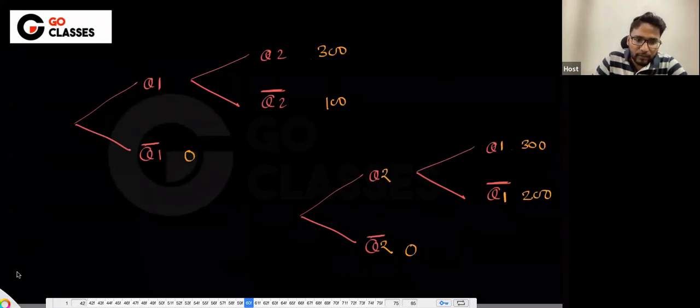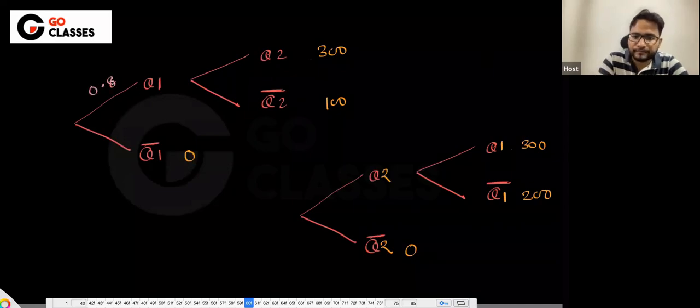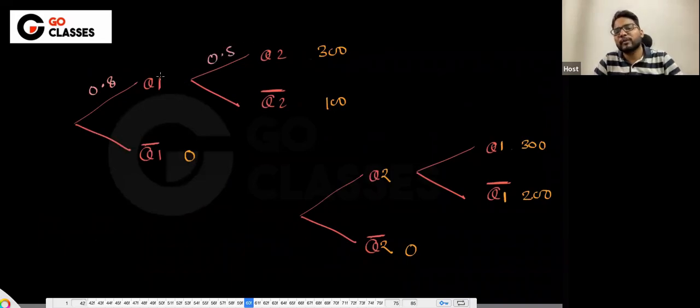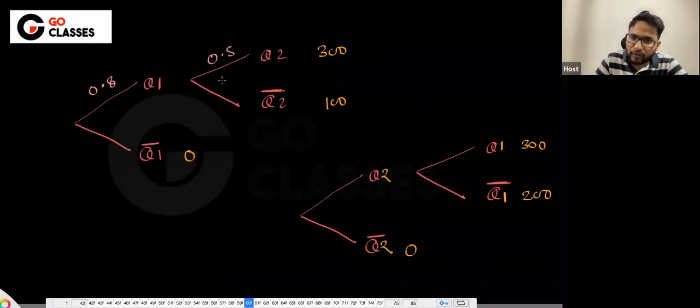Now let's write down the probabilities. What is the probability that he answers question 1 correctly? I think the given probability is 0.8. He answers question 2 correctly with 0.5. And these are independent, which means it does not matter whether he can answer question 1 or question 2; question 2 and question 1 both are independent. Similarly, this is 0.5 and then this is 0.8. This is 0.2.